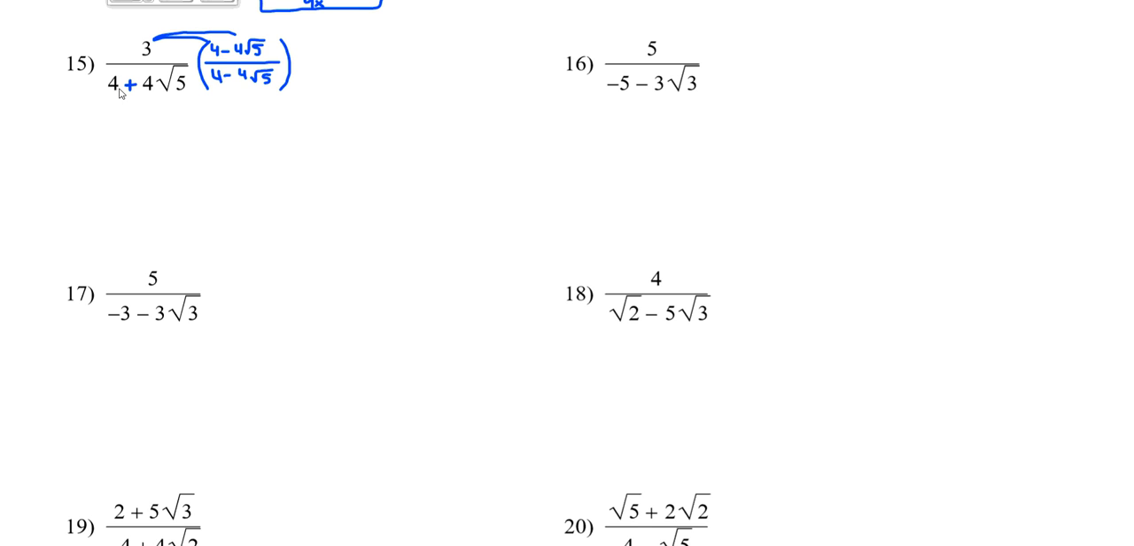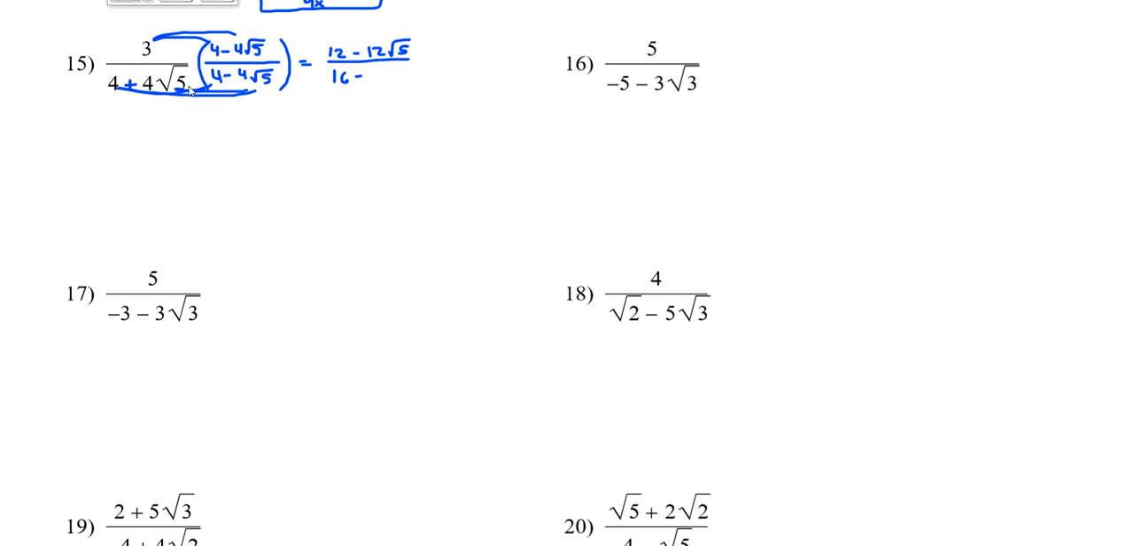And let's see what we end up with. We have 3 times 4 is 12 minus 3 times 4 root 5 is 12 root 5. The denominator, the first 2 multiply to 16. The outside 2 will cancel with the inside 2, because you get negative 16 root 5, positive 16 root 5, those will cancel. And then the last 2, a negative times a positive is a negative. 4 root 5 times 4 root 5 is 16 root 5 squared.